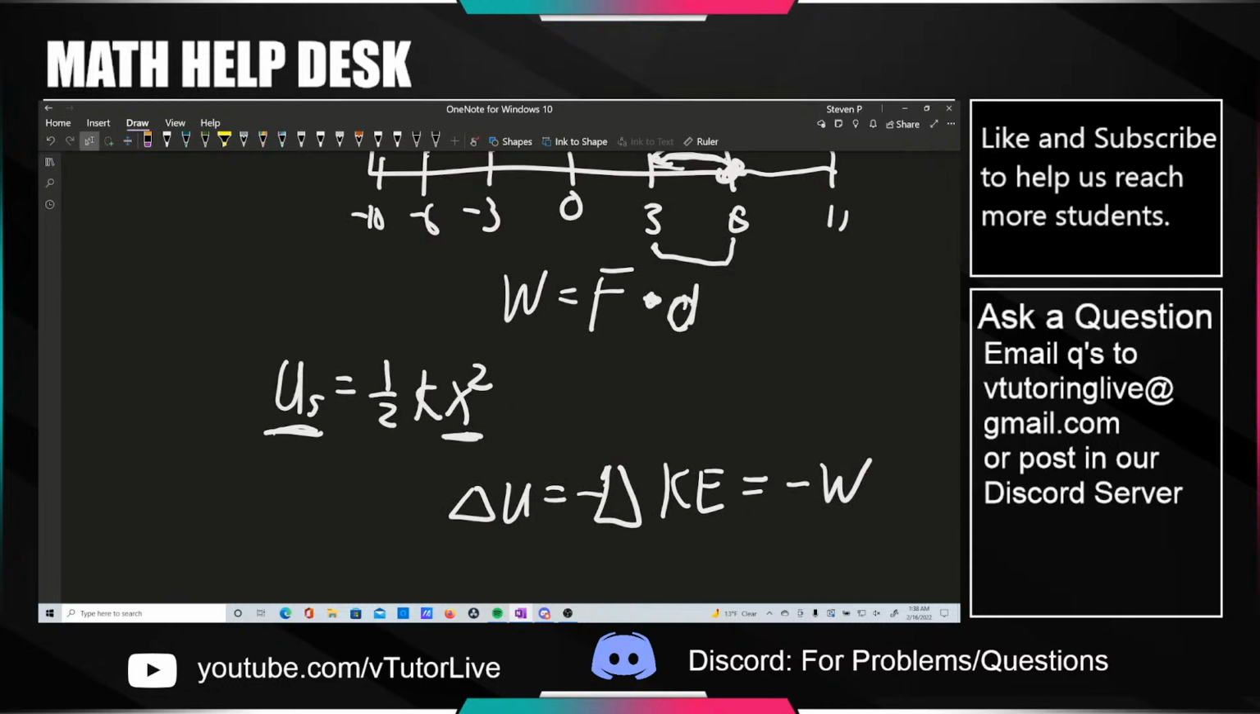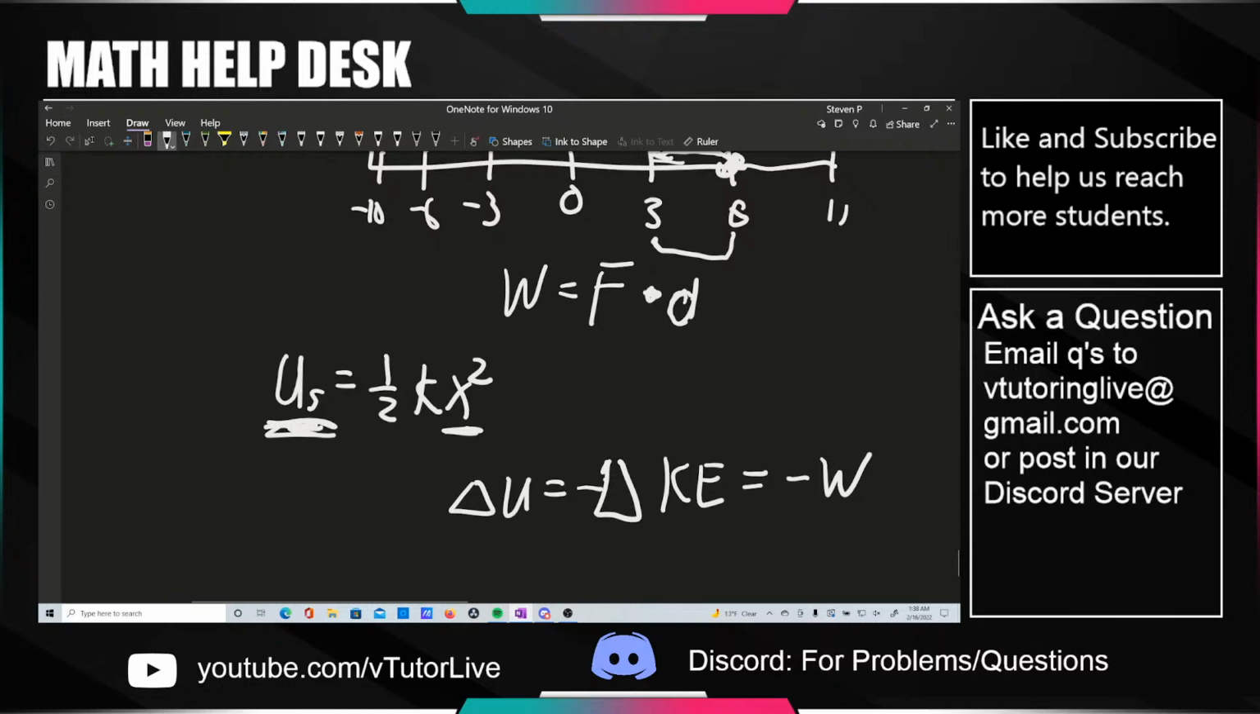If the spring from position 1 to position 2 is losing potential energy, that means it's giving that potential energy to the block, to its kinetic energy, and therefore doing work. So you can always do your math carefully, but also do a sanity check as to whether or not your answer makes sense, whether or not your signs make sense.